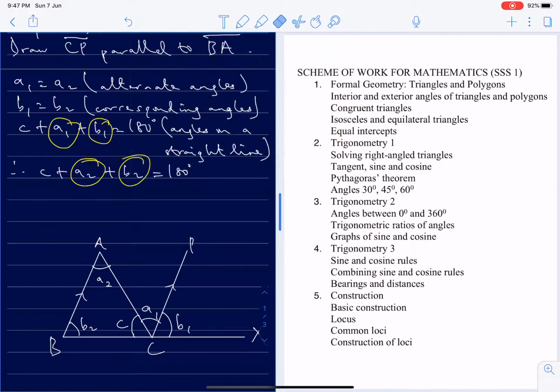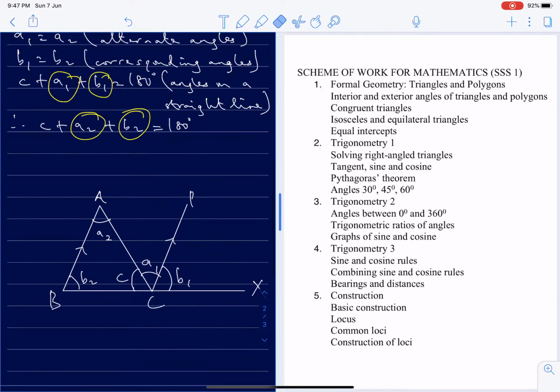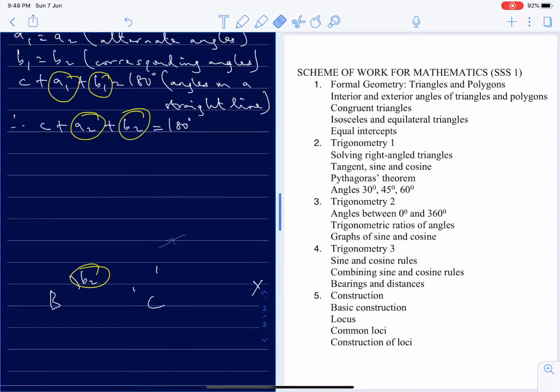And of course, angle C, angle A2, and angle B2 are all in triangle ABC. Of course, you can see them. Angle C is inside triangle ABC. Angle A2 is inside triangle ABC, and angle B2 is also inside triangle ABC. And that's the end of our proof. We've been able to show now that the sum of angles inside any triangle is 180 degrees.